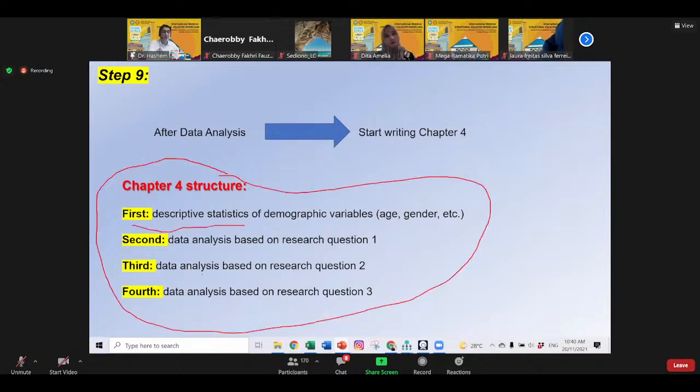First, descriptive statistics. Second, data analysis for the first question. Third, data analysis based on the second question. Fourth, based on question 3. Why? Because normally in the viva, especially for PhD students, they ask, which part of your analysis is related to question 1? Which part of your analysis is related to your objective 2?